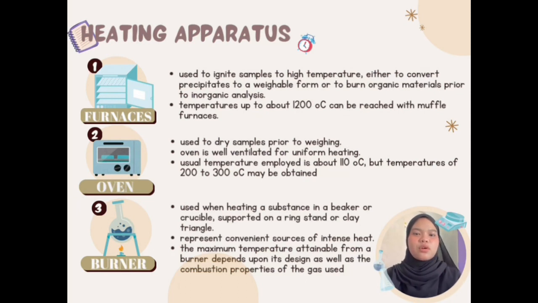The next heating apparatus is the oven. It is used to dry samples prior to weighing. The oven is well ventilated for uniform heating. The usual temperature employed is about 110 degrees Celsius, but temperatures of 200 to 300 degrees Celsius may be obtained. The third apparatus is the burner. It is used when heating a substance in a beaker or crucible, supported on a ring stand or clay triangle, and represents a convenient source of intense heat. The maximum temperature attainable from a burner depends upon its design as well as the combustion properties of the gas used.